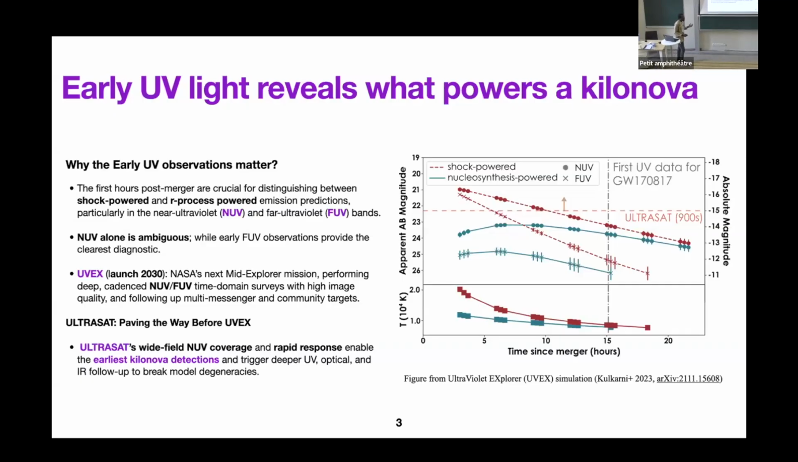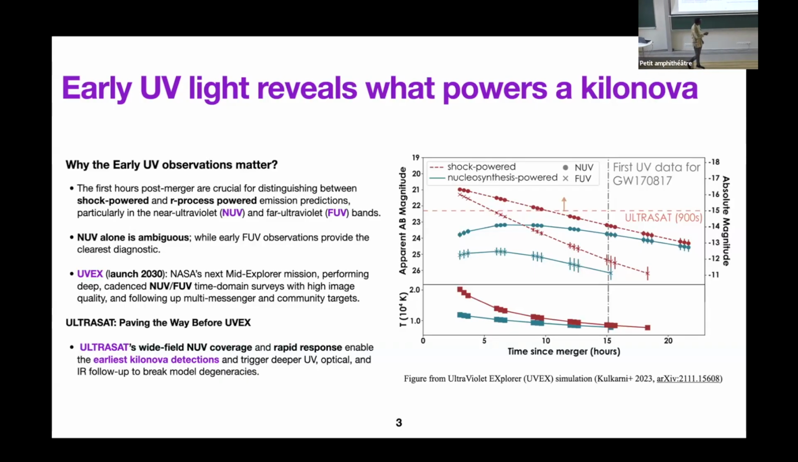UVEX is the Ultraviolet Explorer, a NASA mission that should be launched by 2030 and should observe in the near ultraviolet and the far UV. But let's focus only on the UV, that means the scattered dots. We can clearly see that there is a huge difference depending on where the UV comes from, if the source comes from the shock or the nucleosynthesis.